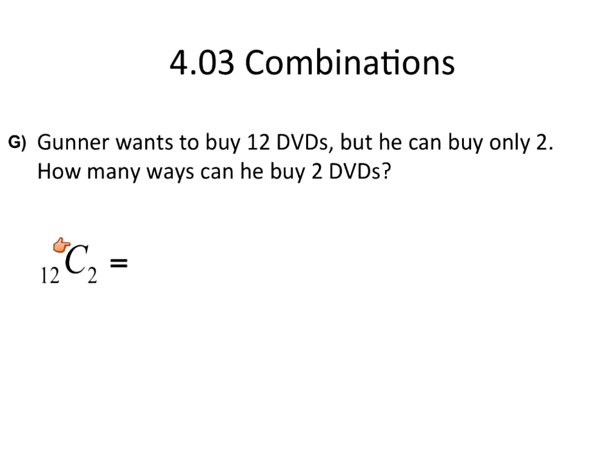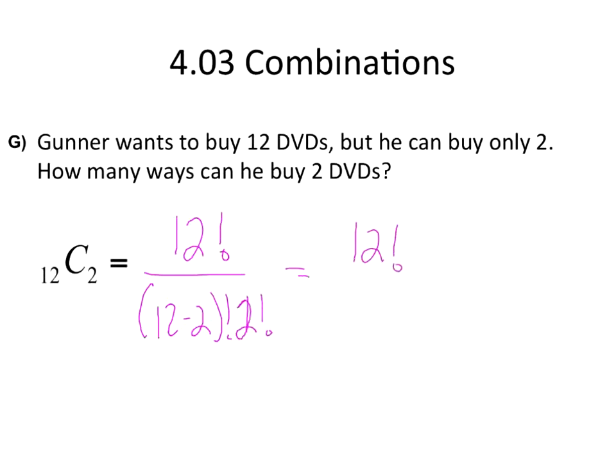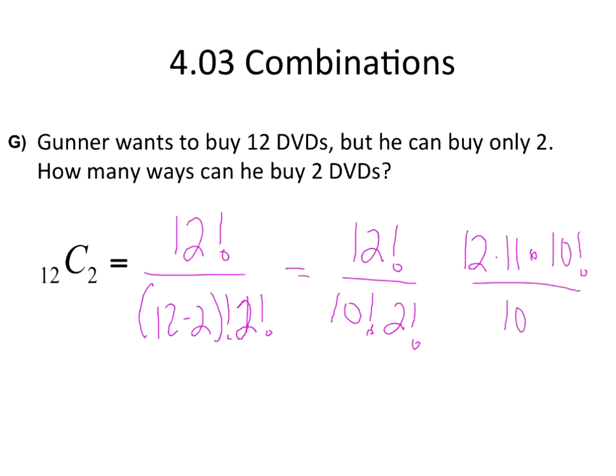So of course we would love to buy 12, but we only have the money for 2. So on top I have 12 factorial. On the bottom, 12 minus 2 factorial, and then a 2 factorial. So on the bottom you guys got 10 factorial, 2 factorial, correct? So that means on the top I only need to write my 12 and my 11, and then I can write 10 factorial, because then my 10s are going to cancel. So on top I get 12 times 11, 132 I think. And on the bottom we get 2 factorial, so 2 times 1 is just 2.